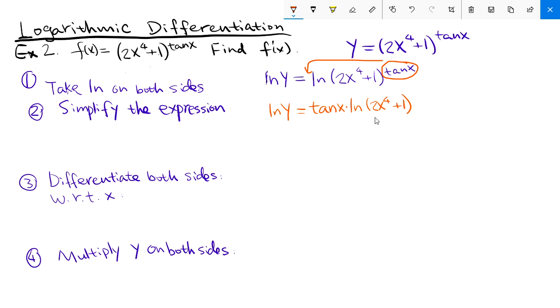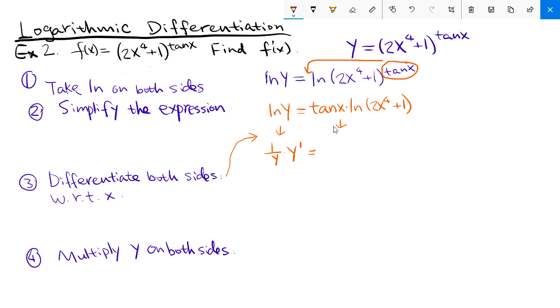Now, this is already the simplest form, right? Because we cannot split up a sum inside the logarithm. So there's nothing else we can do. We're going to move to the third step now directly. Differentiate both sides. We're going to take the derivative of both expressions. Natural log of y, according to the chain rule, has derivative 1 over y times y prime, because y is a function of x. We need that dy over dx.